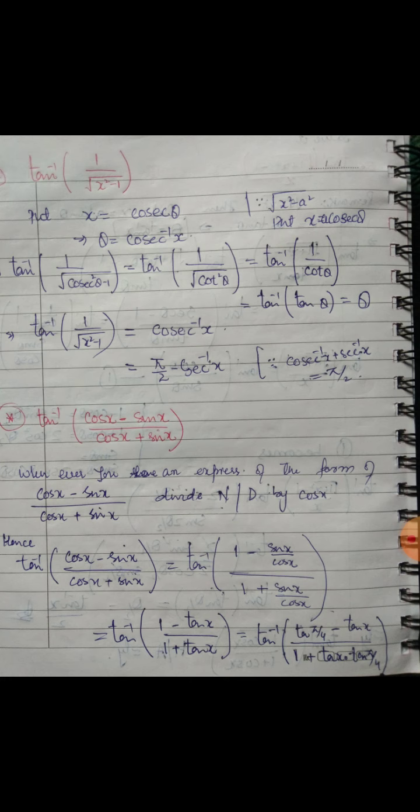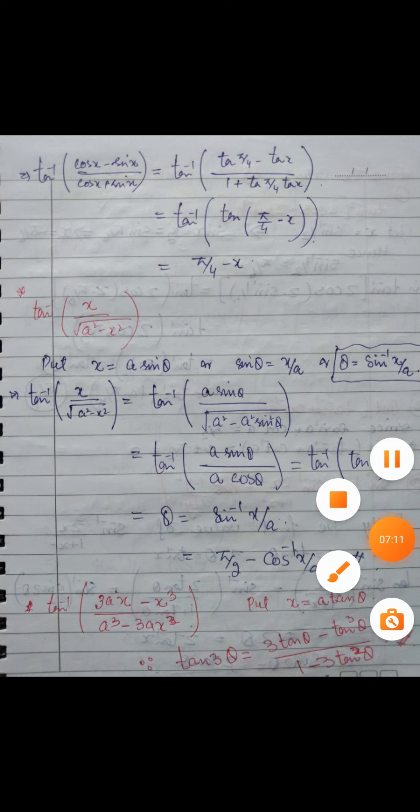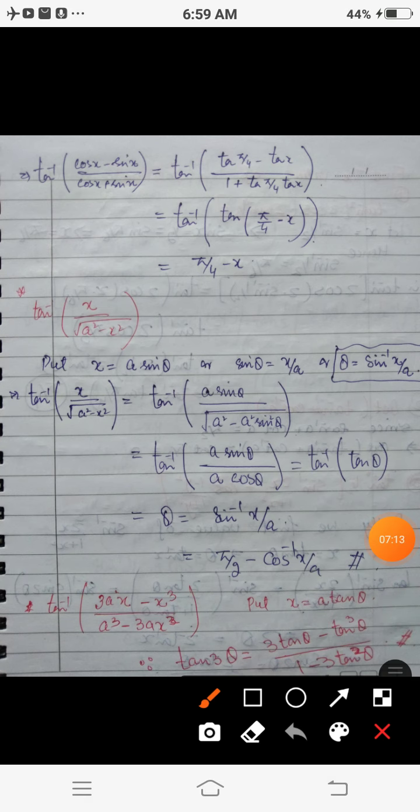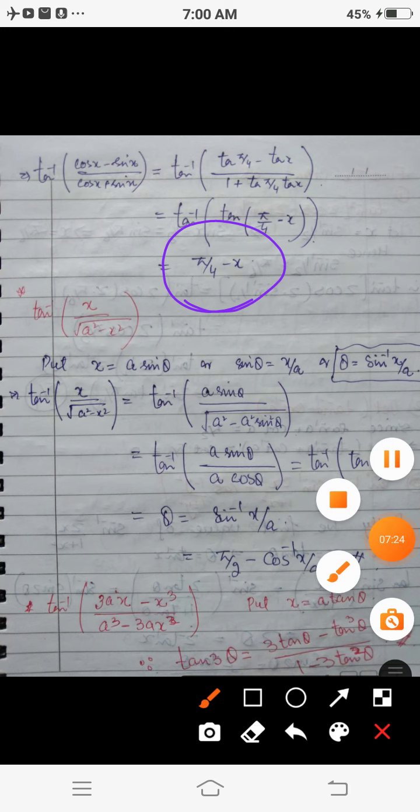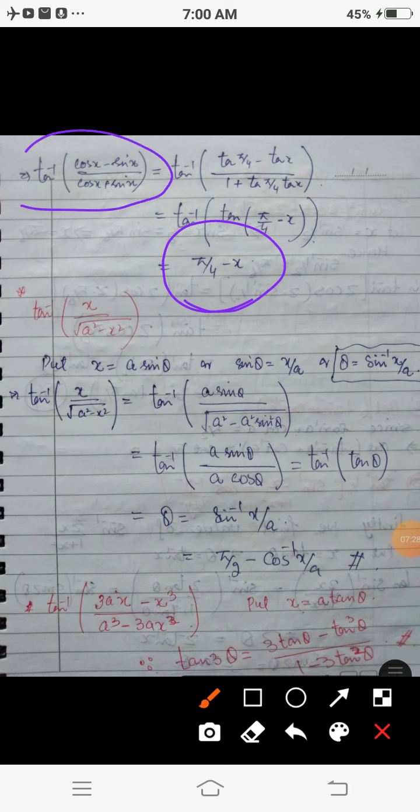So this becomes (tan a minus tan b) upon (1 plus tan a tan b), that simply equals tan of (a minus b). Here a is pi by 4, that is, pi by 4 minus x. So tan and tan inverse cancel, it is pi by 4 minus x. Hence the value of this tan inverse of (cos x minus sin x) upon (cos x plus sin x) is pi by 4 minus x.